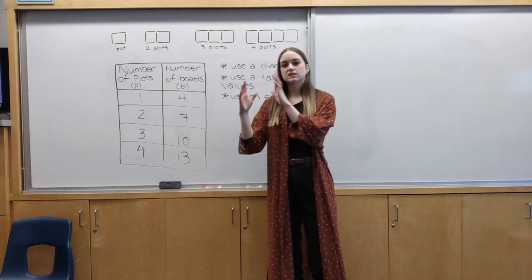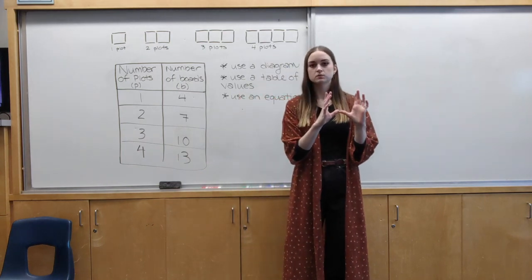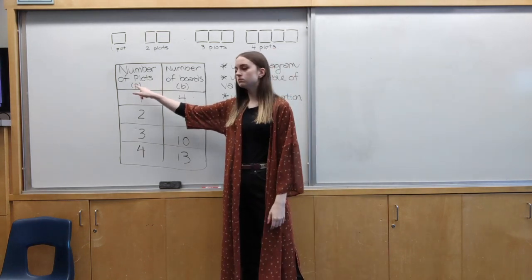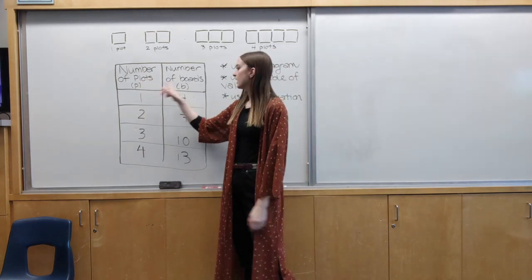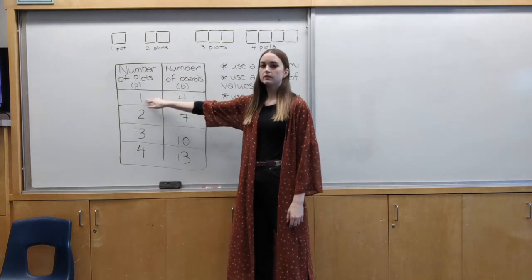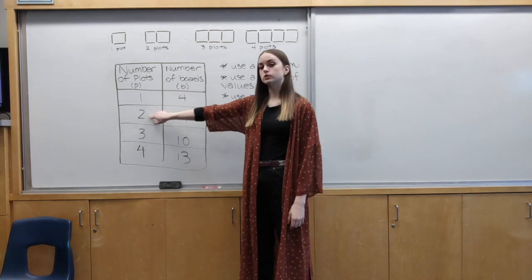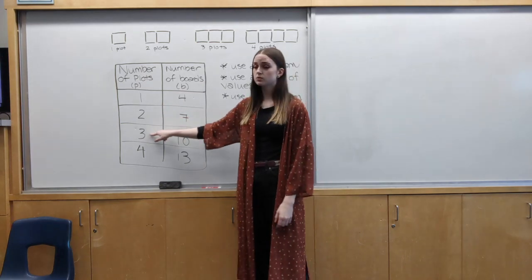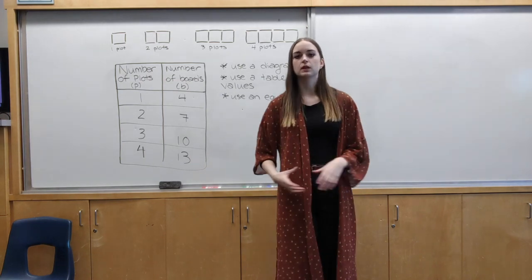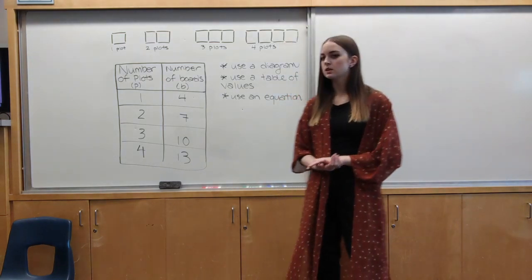Table of values specifies the two different variables. Okay? One of them, the plots, we're going to call it P, just because it makes the most sense. And the other one, the boards, which we'll call B. When there's one plot, there's 4 boards. When there's 2 plots, there's 7 boards, 3 plots, 10 boards, 4 plots, 13 boards. So that's showing the relationship between the plots and the boards.